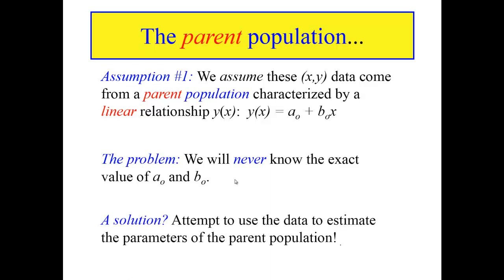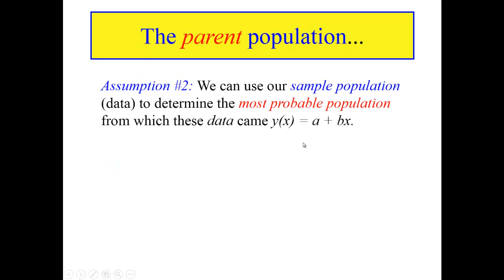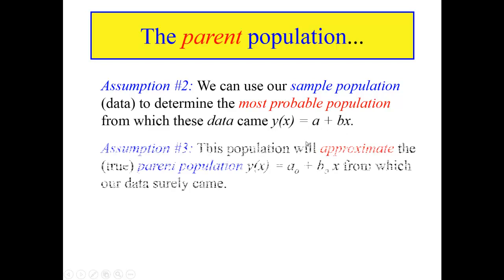So a solution to that problem is to attempt to use the data to estimate, through some kind of rational procedure, what our best estimate is of the parameters of the parent population. In other words, the a0 and b0. The second assumption is that we can use our sample population, and here's the method, to determine the most probable population from which those data came, the y equals a plus bx.